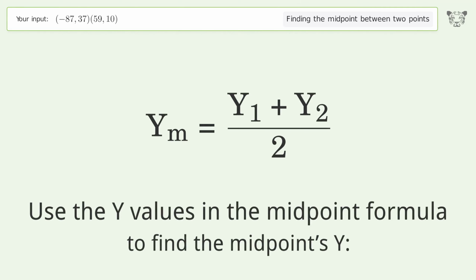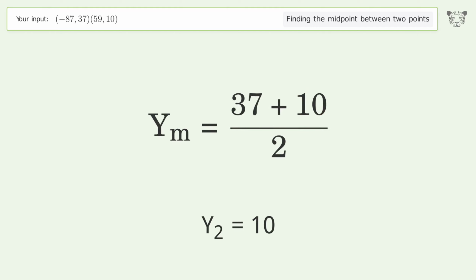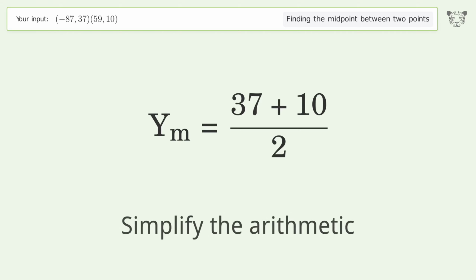Use the y values in the midpoint formula to find the midpoint's y. y1 equals 37. y2 equals 10. Simplify the arithmetic.